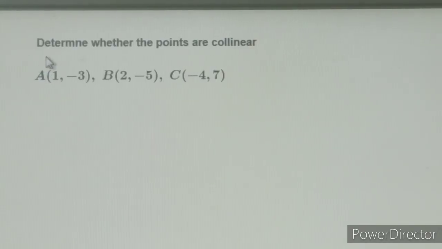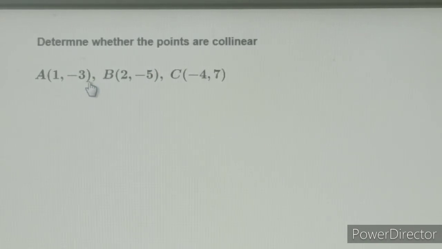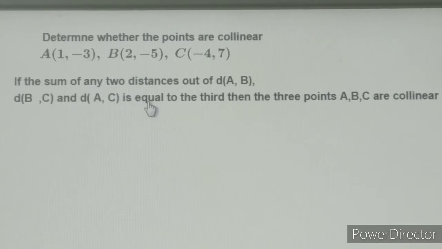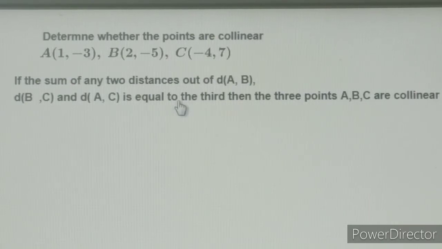Next example. Determine whether the points are collinear. Here we have 3 points: A(1, -3), B(2, -5) and C(-4, 7). We have to determine whether the points are collinear. If the sum of any two distances out of distance AB, distance BC and distance AC is equal to the third, then the 3 points are collinear.